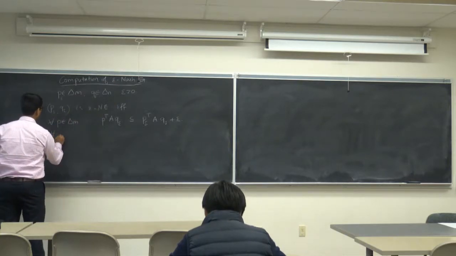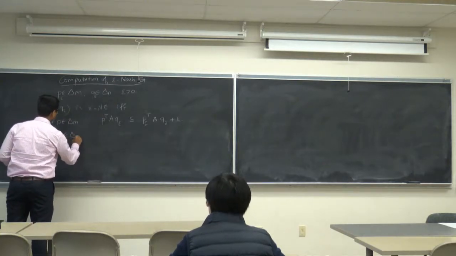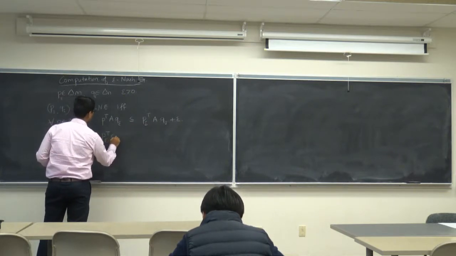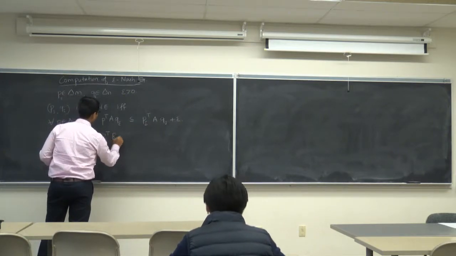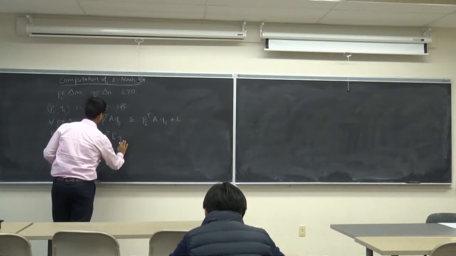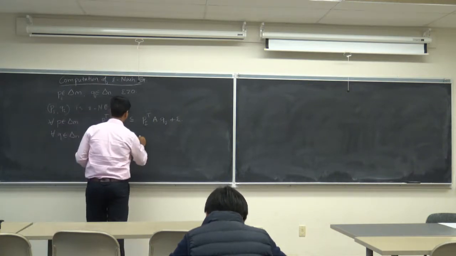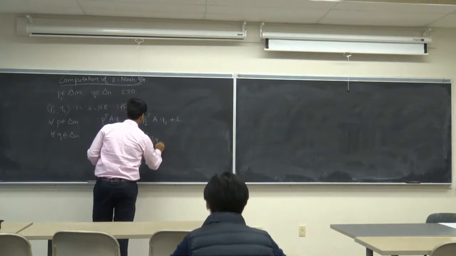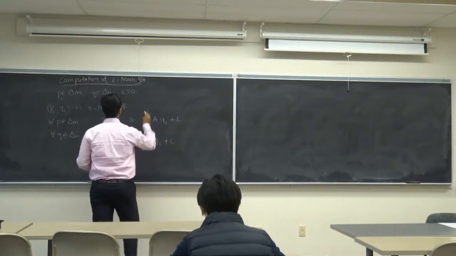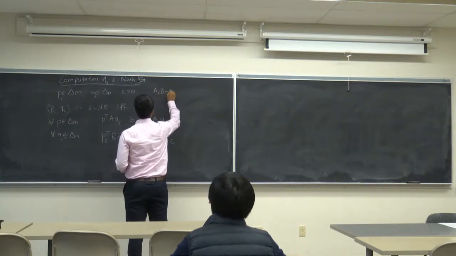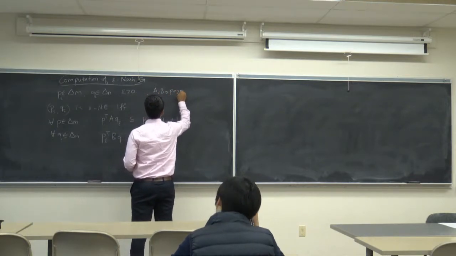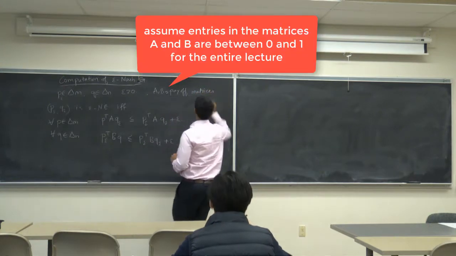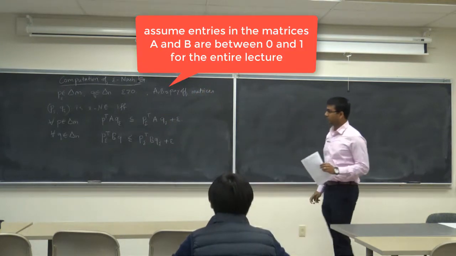Okay, and for every Q in delta N, P epsilon transpose B Q is less than or equal to P epsilon transpose B Q epsilon plus epsilon. A and B are payoff matrices. So in today's class we are only considering payoff matrices.